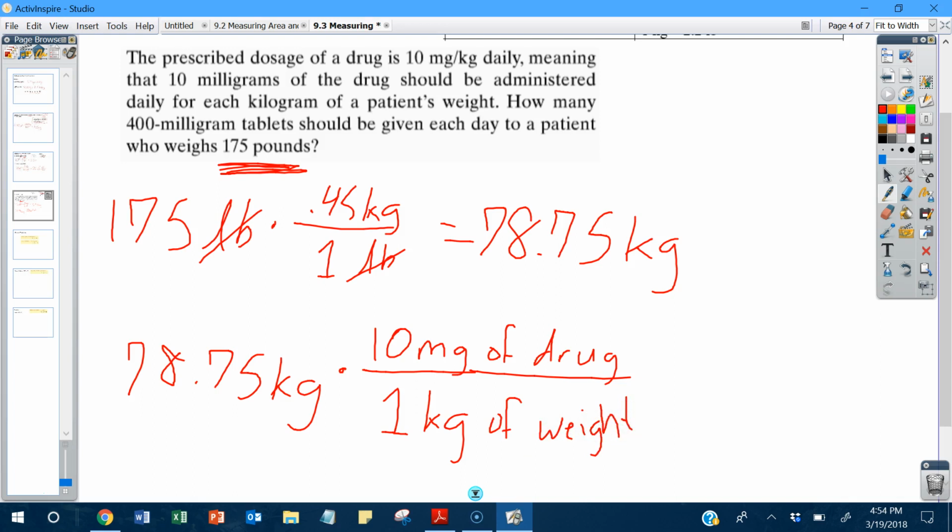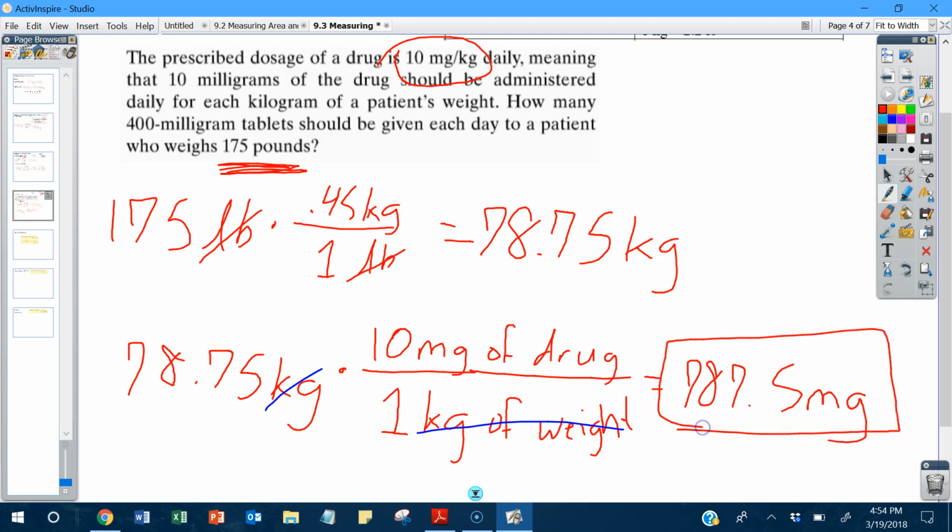So I'm doing what sort of looks like another unit conversion, but all I'm doing is taking this 10 milligrams per kilogram and turning it into something that we're used to working with. So milligrams over kilograms. This way, my kilograms of weight cancels out, and I just have milligrams of drug. That's going to tell me how much drug I need. So I'm going to do 78.75 times 10, which gives me 787.5 milligrams of drug. That tells me how much of the drug this person needs to take daily.